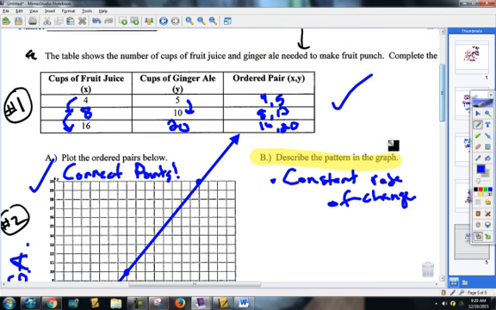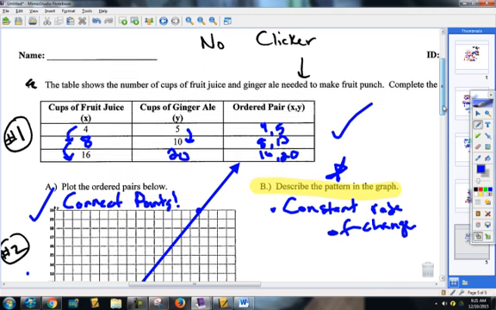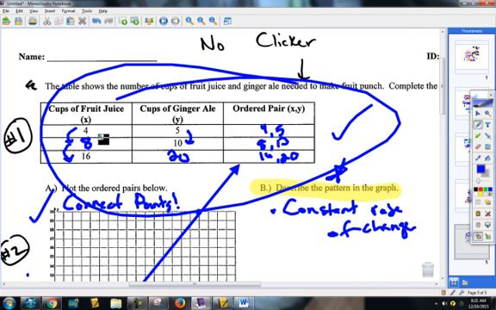Because these are all equivalent, guys, I can tell you right now this is going to be on the summative. That question right there, describe the pattern. That's going to be on there. If you guys write constant rate of change on it, it will be right, because it has to be constant because these are all equivalent.